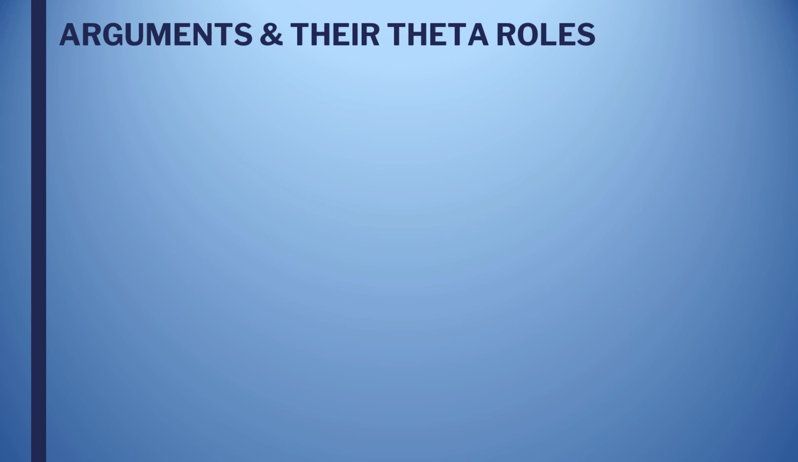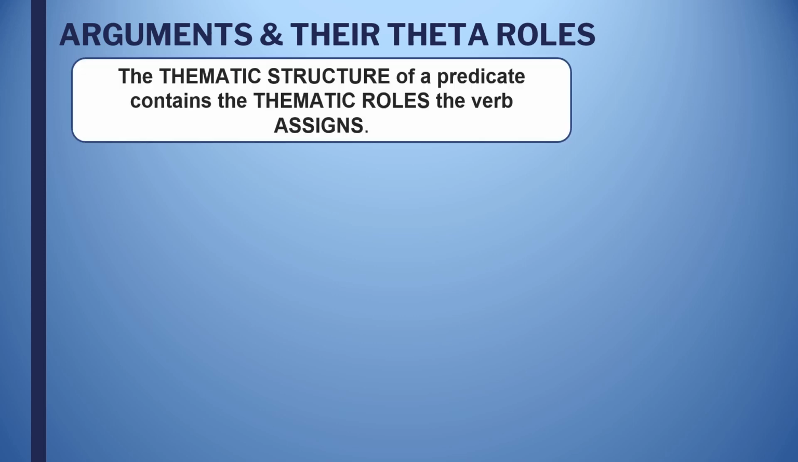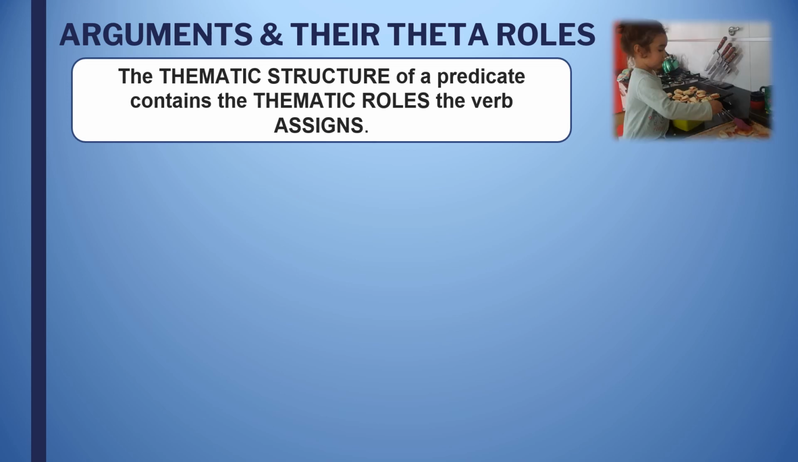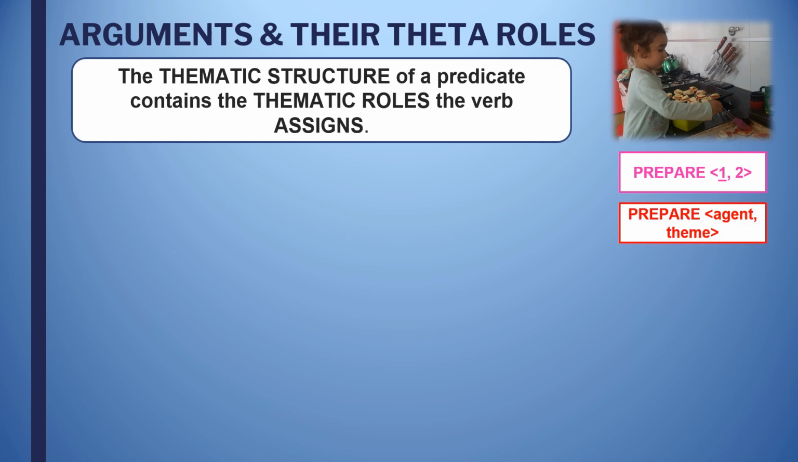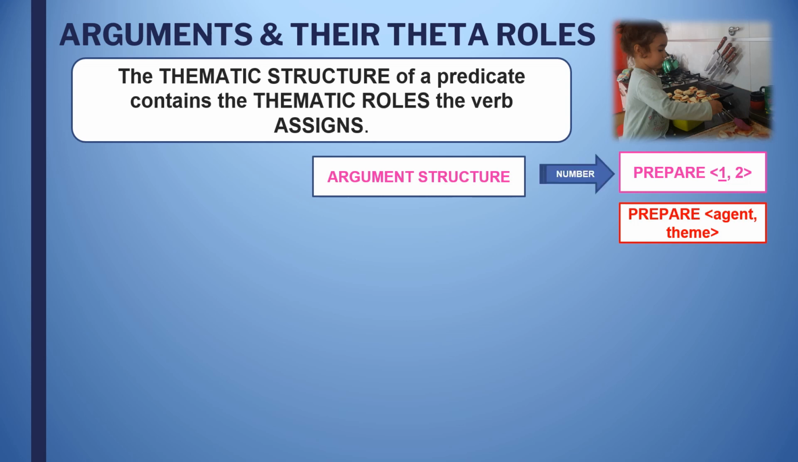Arguments have a particular thematic or semantic relation with the verb. As a consequence, the verb assigns specific theta roles to the arguments it selects. In a sentence like, she prepared pizza, the predicate prepare is a transitive verb that selects two arguments. This is related to the verb and its argument structure. This one provides information about the number of arguments that the predicate selects.